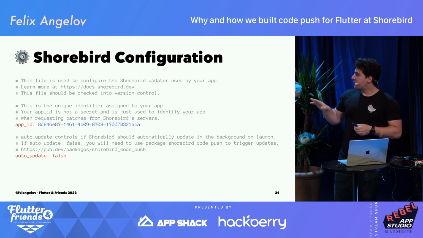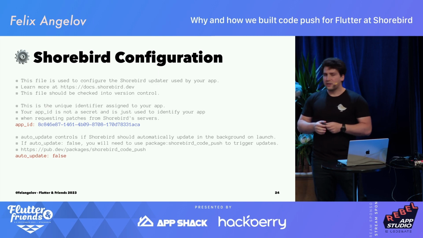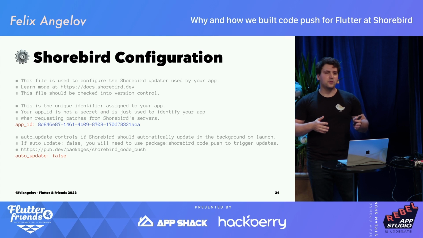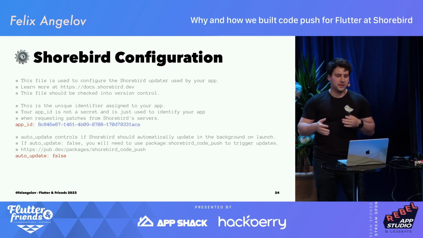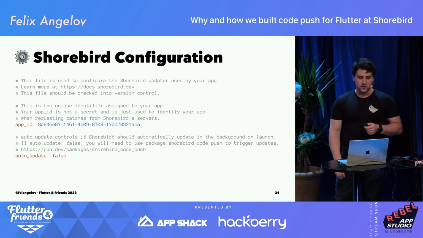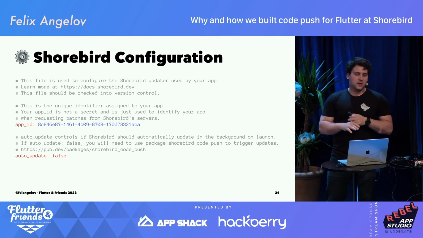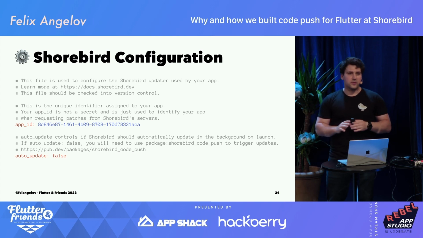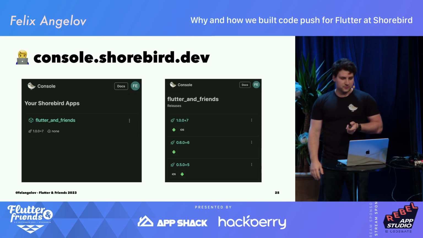So I disabled auto updates, and I'm using a package on pub.dev that we published called shorebird_code_push. That lets you communicate with Shorebird and customize how updates are delivered and how often you're checking for updates, and that type of thing. All of that is completely optional, though. By default, it will just work without you making any changes to your code base.